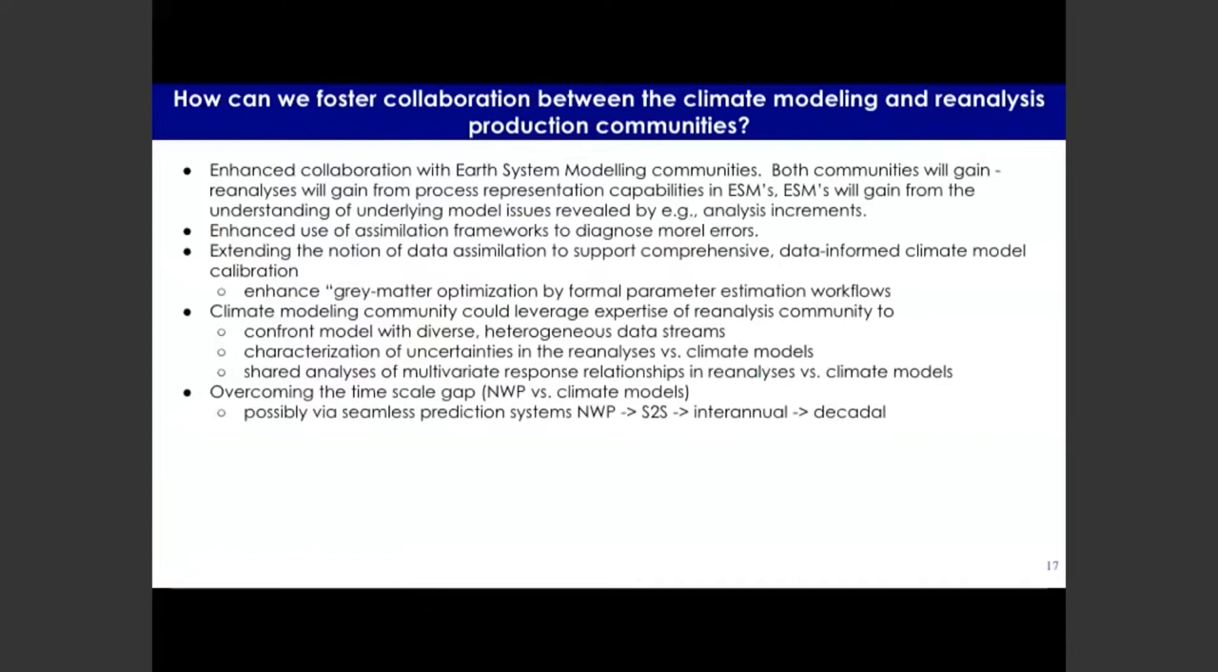I think we had some examples of successful collaborations between reanalyses and climate modeling communities, like DART within CESM, and also the Copernicus initiative, how they've been successful in linking a bunch of communities. I guess those were added too last minute to make it onto the slides.